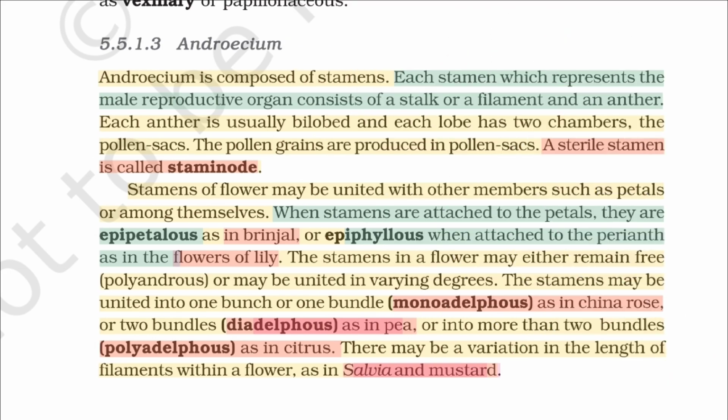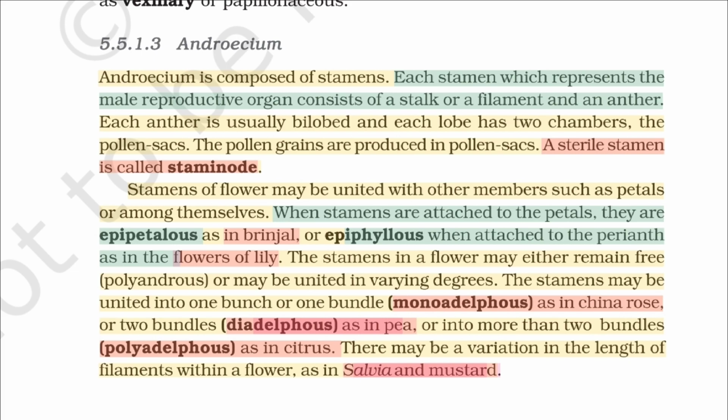5.5.1.3 Androecium. Androecium is composed of stamens. Each stamen, which represents the male reproductive organ, consists of a stalk or a filament and an anther. Each anther is usually bilobed and each lobe has 2 chambers, the pollen sacs. The pollen grains are produced in pollen sacs. A sterile stamen is called staminode.